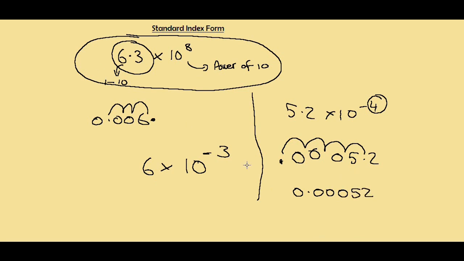And that is small numbers, or in standard index form, converting to and from. So hopefully that makes a bit of sense.